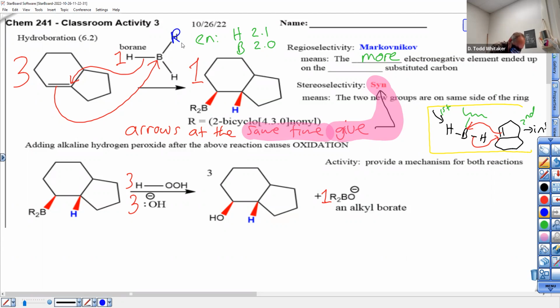If I actually start with 2 of the R's already on there for you, then you're doing the 3rd one for me. That's how it ends up on every test. I've done 2 of them already. You show me the 3rd one. And that's what happened right there. These 2 arrows, you're done. So in reality, though, we start with the BH3 and it reacts 3 times.